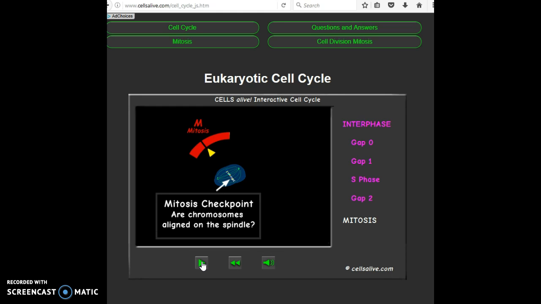Mitosis. Prophase. Take a look at the chromosomes. Straight line of chromosomes. What phase of the cell cycle is this? I'm not going to tell you the answer here. I want you guys to either look it up, go back to the lecture, and find it. Chromosomes are lined up. This is the checkpoint. Is everything in line? If not, fix it or self-destruct.